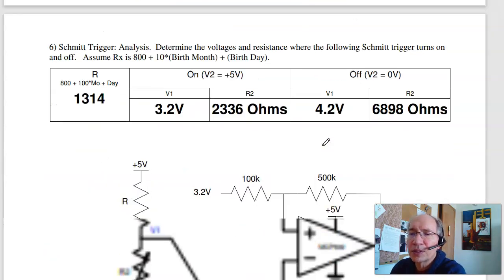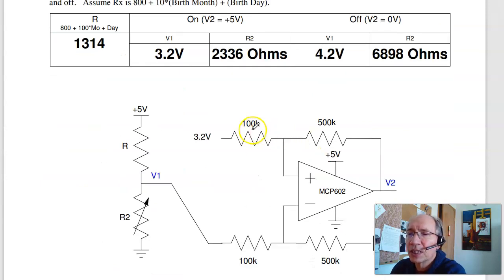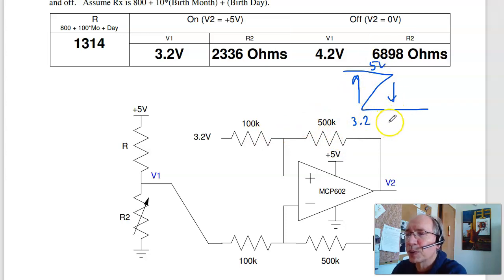Problem number 6 is, given the circuit, how does it behave? Well, I know I'm connected to the minus input. That tells you that V on is less than V off. So it looks like this. The on voltage is 3.2. The slope tells you this distance. This has a gain of 5. Output changes by 5 volts when the input changes by 1/5 of that, 1 volt. So that means this is 4.2 volts.